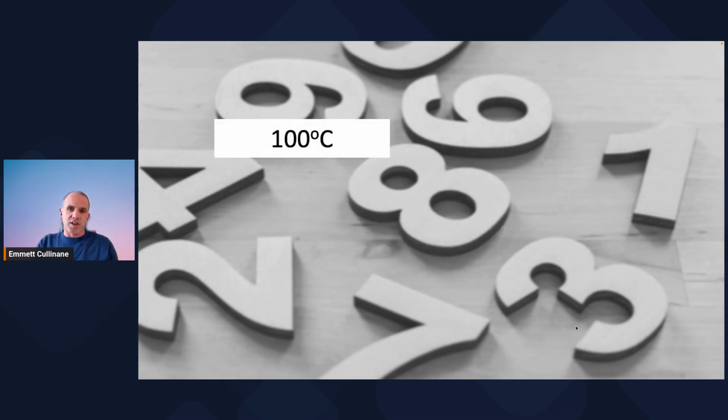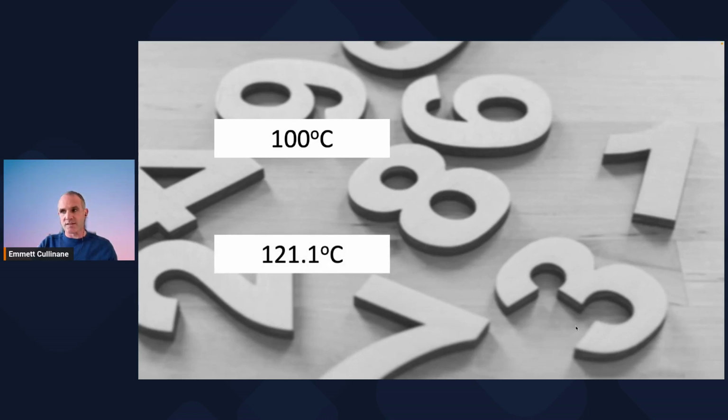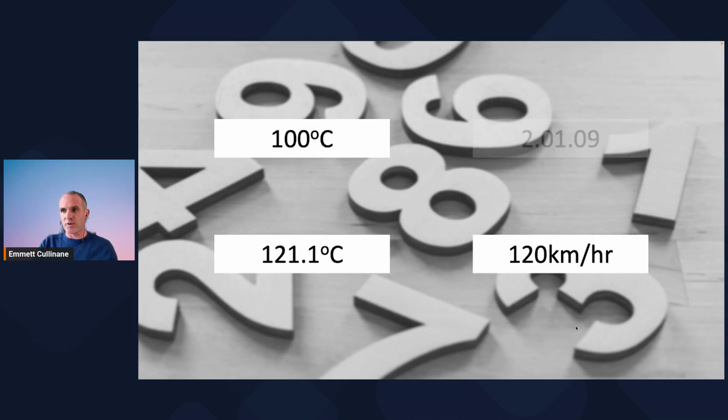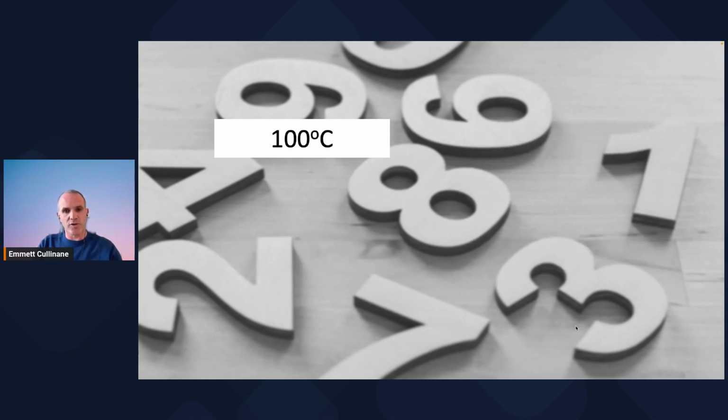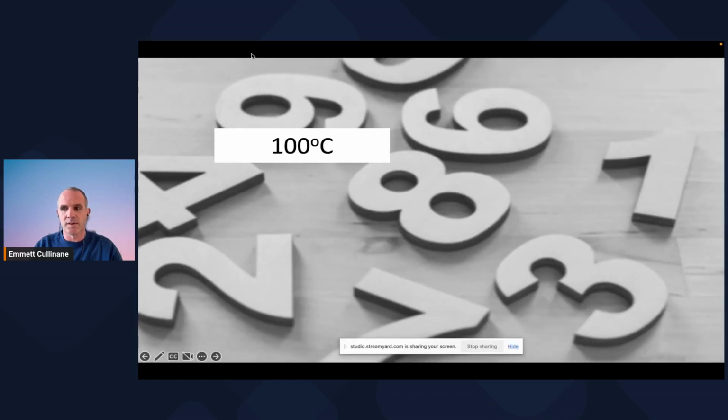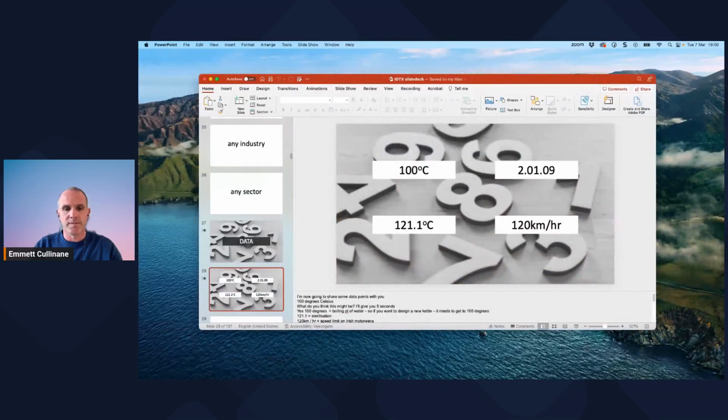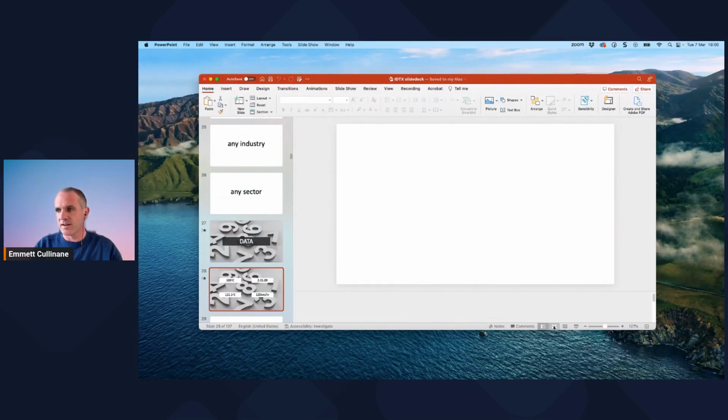So what I'm going to share on the screen now is 4 pretty well-known data points. And I'm going to ask you in the chat to let me know what you think. So 100 degrees Celsius. The second one is 121.1 degrees Celsius. The third is then a speed, and then the final one is a time. But if we go back to the first one, 100 degrees Celsius, what do you think that might relate to? What's that a data point of? I'll give it a second there. So 100 degrees Celsius, what do you think that might be?